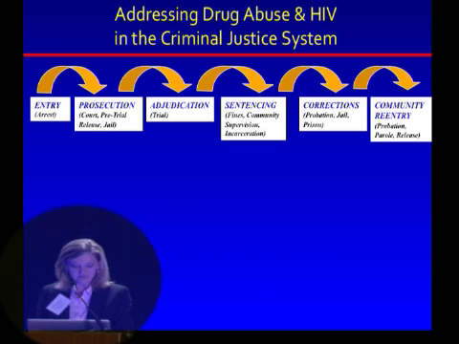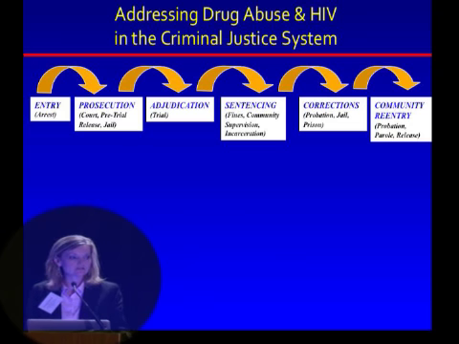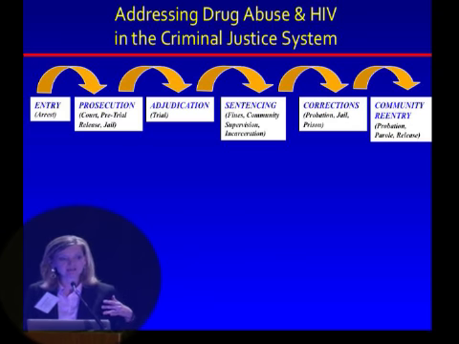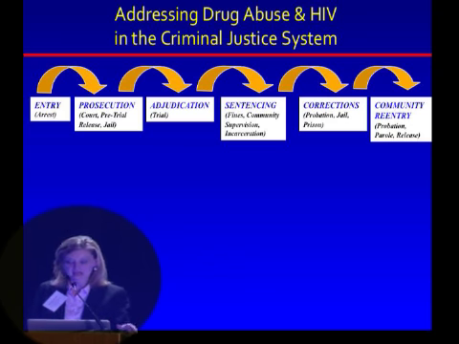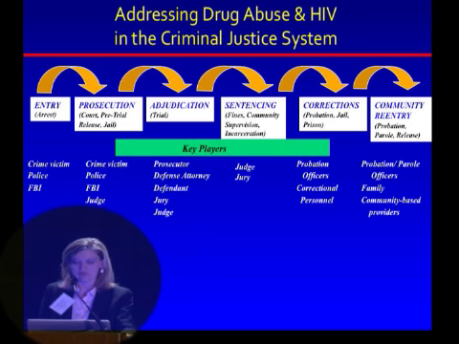This is not necessarily intended to be linear, but it does provide a depiction of some of the events that occur, including entry into the system from arrest, prosecution, adjudication, sentencing, corrections, and community reentry. And there are different opportunities for both drug abuse treatment as well as seek, test, treat, and then particular needs for retain along this continuum. And I'll talk about those in just a minute.